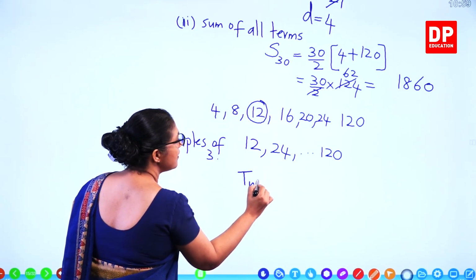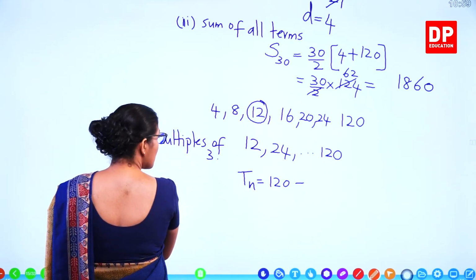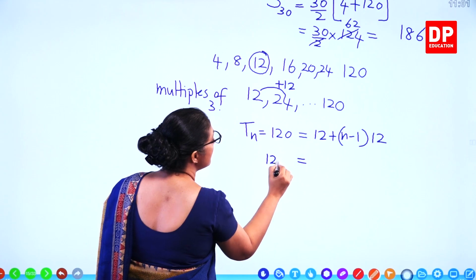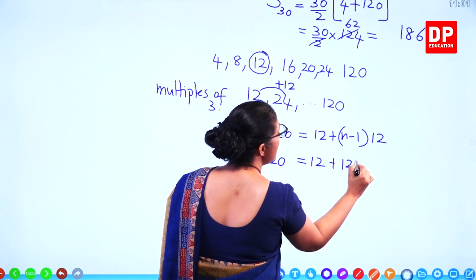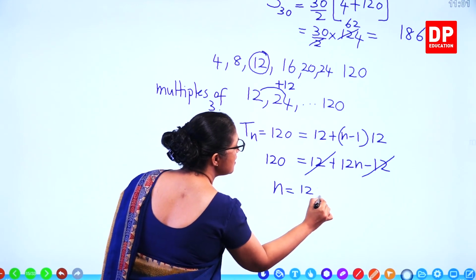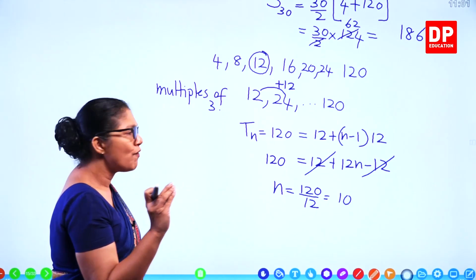So Tn is 120, the first term is 12, so 120 equals 12 plus (n minus 1) d. d is 24 minus 12, that's 12. So you can find 12n minus 12, the 12 gets cancelled out, and n becomes 120 divided by 12. That's 10. So 10 terms are there, and those are multiples of 3.